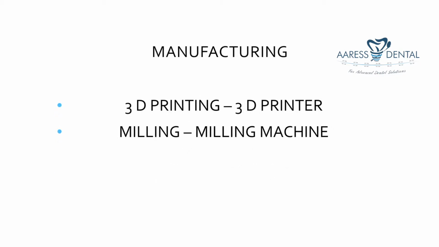Once the designing of the processes is completed, we have to go for manufacturing the processes. That is done by 3D printing by a 3D printer or milling by a milling machine. The milling machine is also known as a CNC machine.